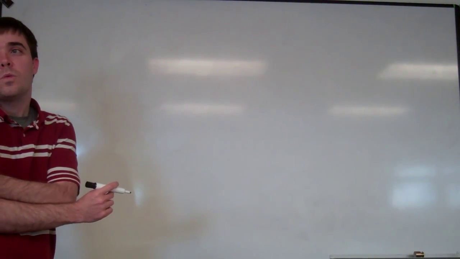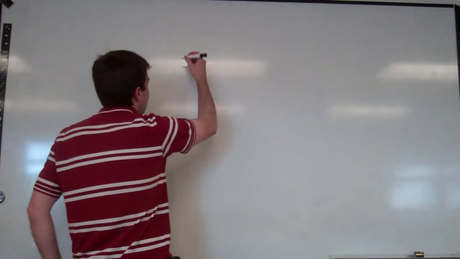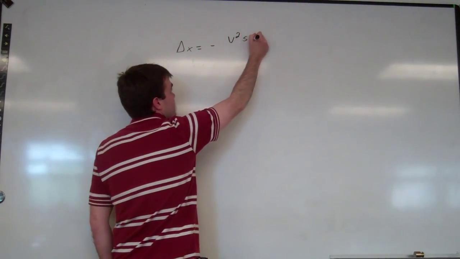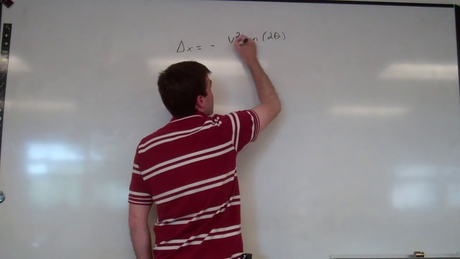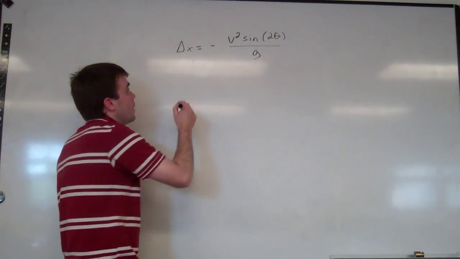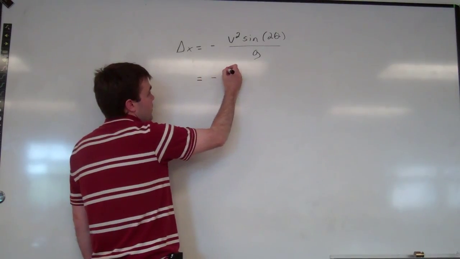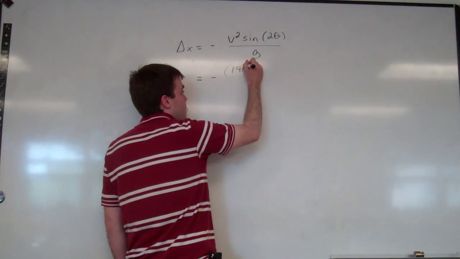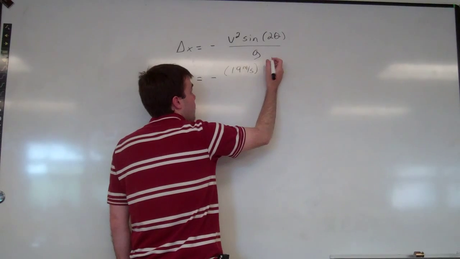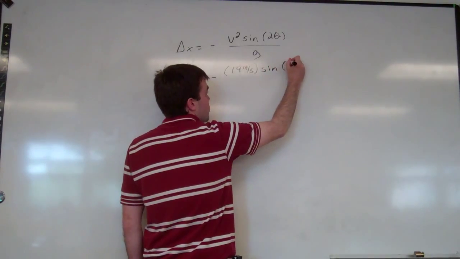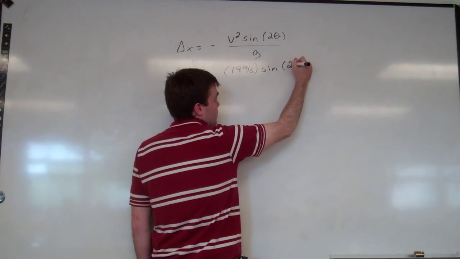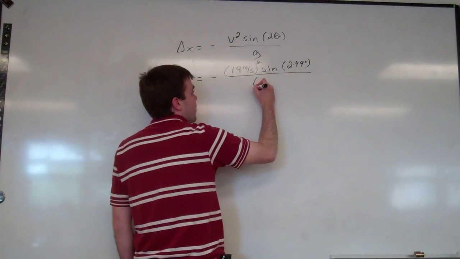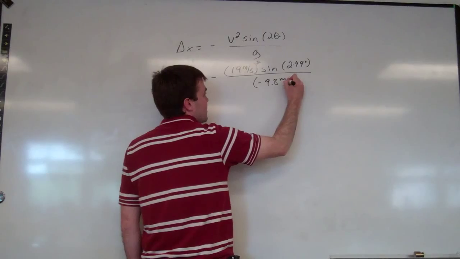So, we can use the magical equation. We can use delta x equals negative v squared sine 2 theta all over g. Alright, so we're looking for delta x. We've got negative. What's our initial overall velocity? 19. And so sine, and remember it's 2 times the angle, so 2 times 49 degrees. Is the 19 squared? Yes, thank you. Anytime. And over negative 9.8 meters per second squared.